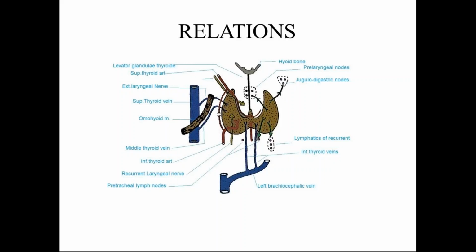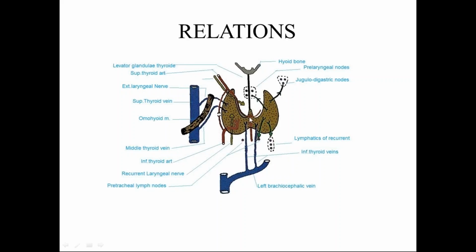Now here in this picture, what is related to the upper border and lower border of the isthmus? This is the upper border of the isthmus and this is the lower border. Upper border of the isthmus is related to anastomosis between two superior thyroid arteries, while the lower border is related to two veins and one artery. These two veins are inferior thyroid veins and the artery is arteria thyroidea ima. So this finishes the relationships of isthmus.